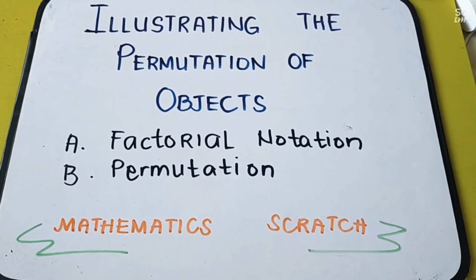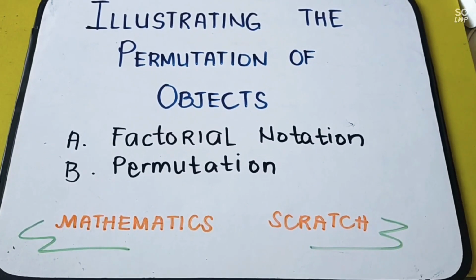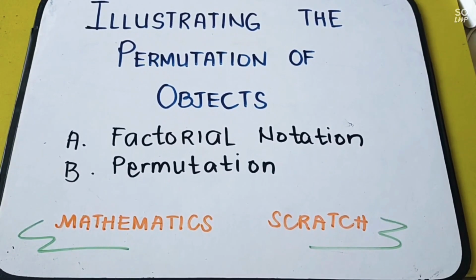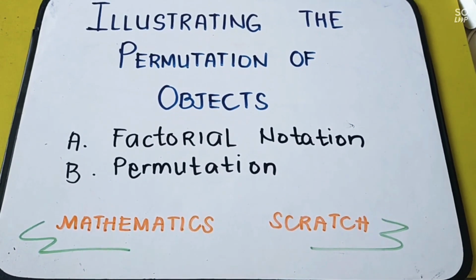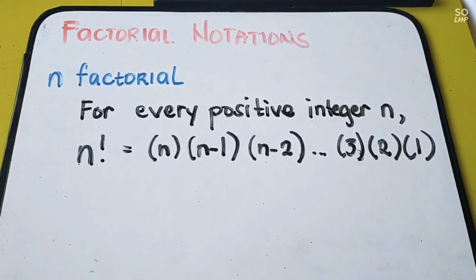We are going to tackle illustrating the permutation of objects. In our first topic, we have factorial notation, and the second topic is about permutation. Let us tackle factorial notation.